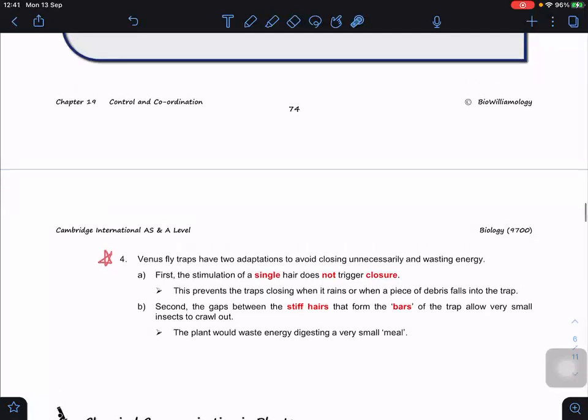So these are two very effective ways, okay, to make sure that the leaf won't close because of unnecessary triggers, like for example the rain or the debris, and also the small insects. Okay, so with this I have done the first part of today's lesson, which is the electrical signaling pathway.